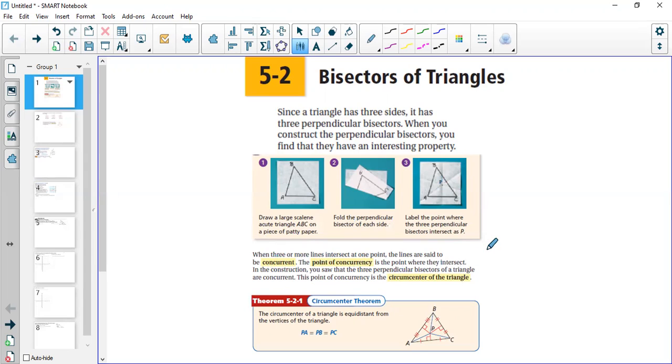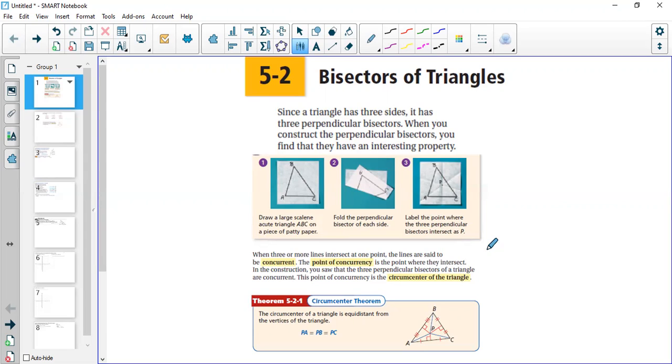Okay, so what does this point mean? When three or more lines intersect at one point, the lines are said to be concurrent. So when there are three or more lines meeting at the same point, we call that point a point of concurrency. The point of concurrency is the point where they intersect. No matter how many lines you draw, if you're drawing bisectors, you will find that all of these lines meet at one point. This point is called the point of concurrency.